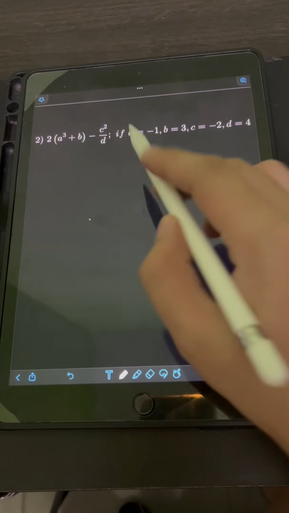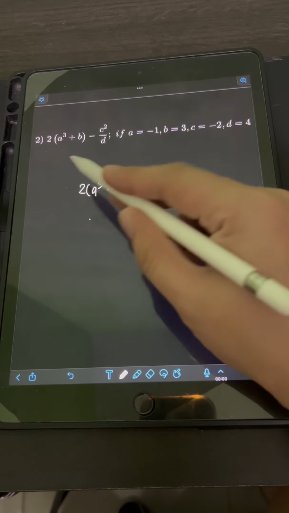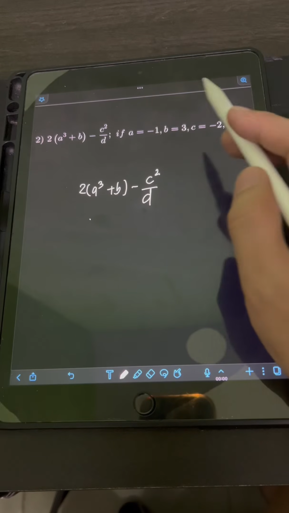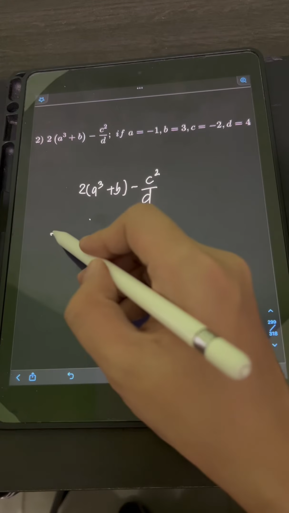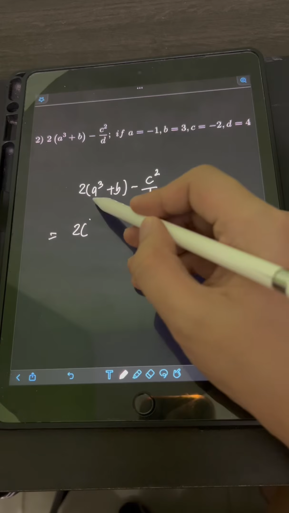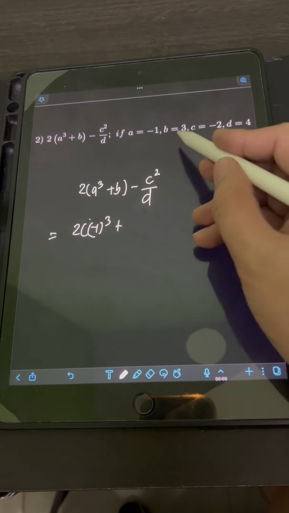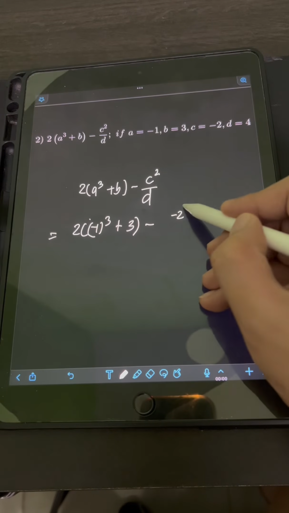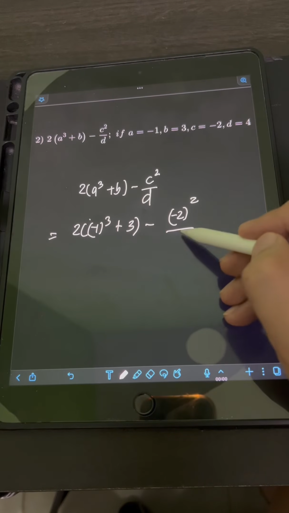For number 2, we have to evaluate 2 times quantity a cubed plus b minus c squared over d if a is -1, b is 3, c is -2, and d is 4. So we substitute the values of a, b, c, d here. So we have 2 times a, -1, then raised to the third, plus b, we have +3, minus c, we have -2, then raised to the second power, over d, which is 4.